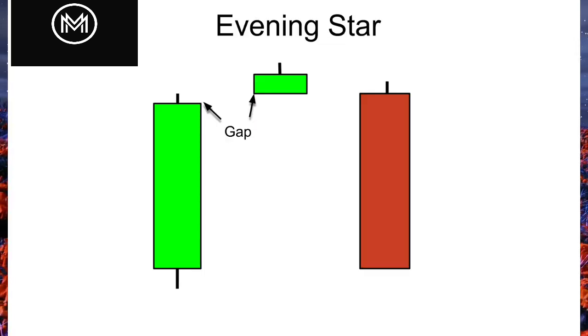Evening star. The evening star pattern is the opposite of the morning star pattern. It begins with a long bullish candle, followed by a small bearish or bullish candle, and ends with a long bearish candle. It suggests a potential reversal from an uptrend to a downtrend.